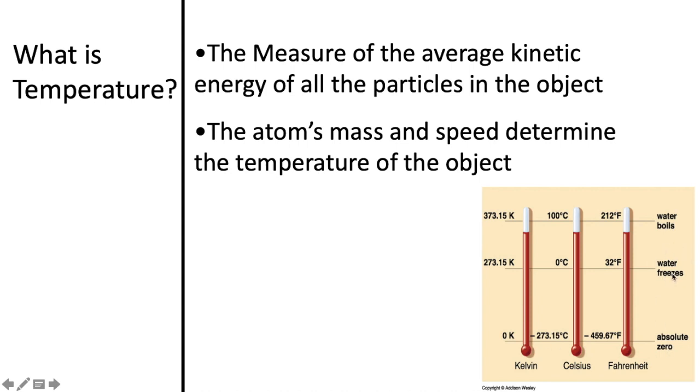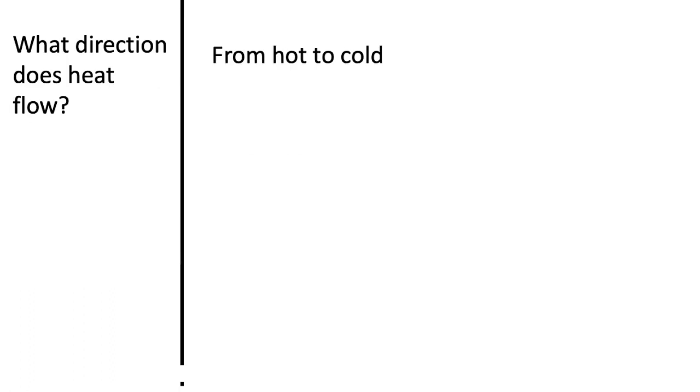Notice that where water freezes, it is 0 degrees Celsius, or 32 degrees Fahrenheit, also known as 273.15 Kelvin. Water boils at 100 degrees Celsius, or at 212 degrees Fahrenheit, or at 373.15 Kelvin. Absolute zero is down here, and we have absolute zero as being 0 Kelvin, but negative 273.15 Celsius and negative 459.67 degrees Fahrenheit.